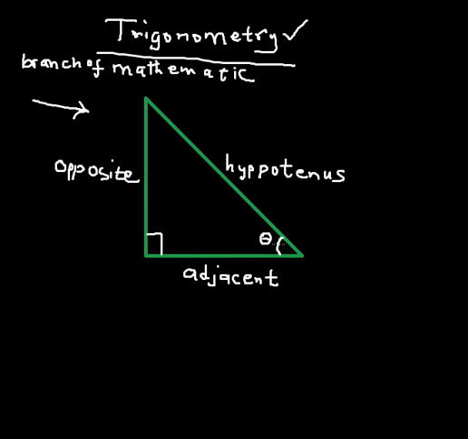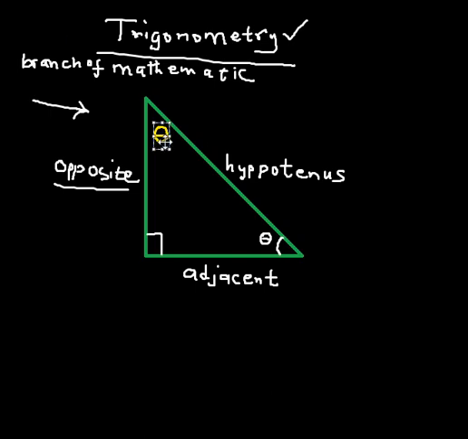Now, the side that is opposite to the reference angle. Each time I'm considering a right angle triangle, I'm considering just an angle. So my reference angle here is theta. The side that is opposite to theta is the opposite. Mind you, if the theta I'm considering is the other one, then the opposite is going to be the side that is opposite to it. So please take note of that.